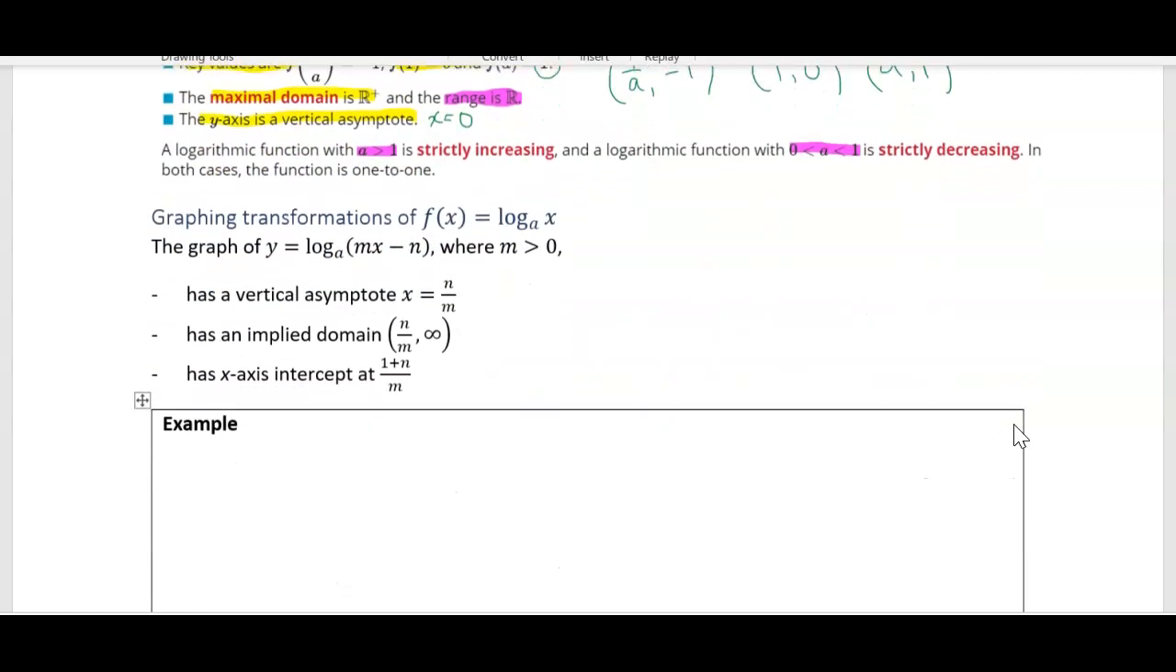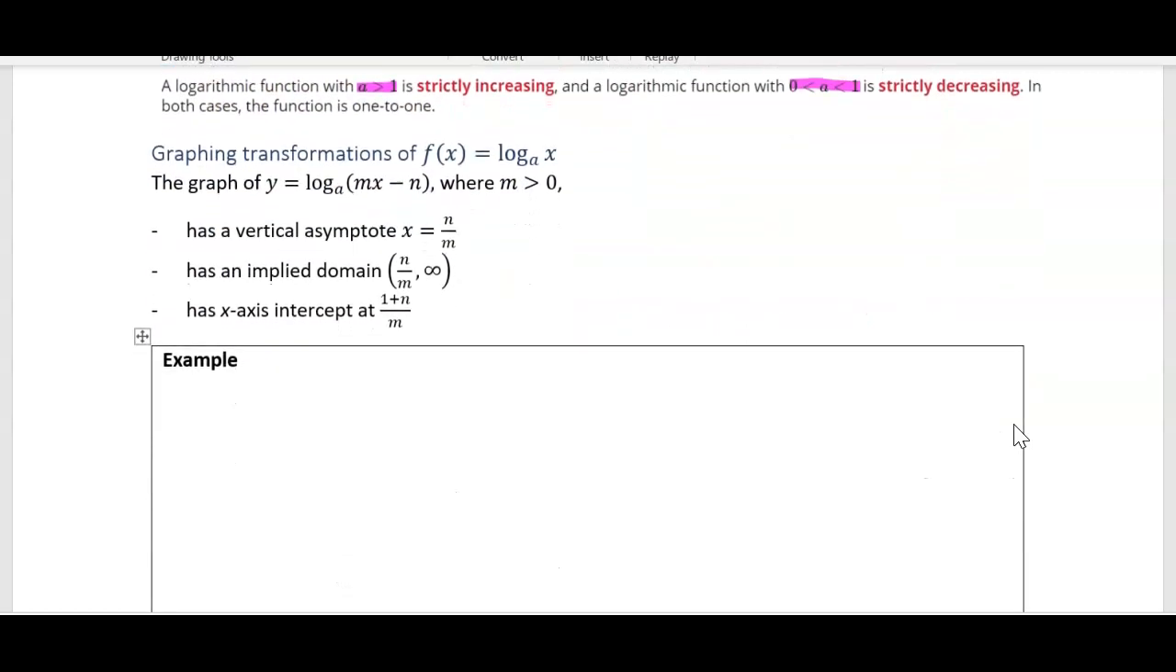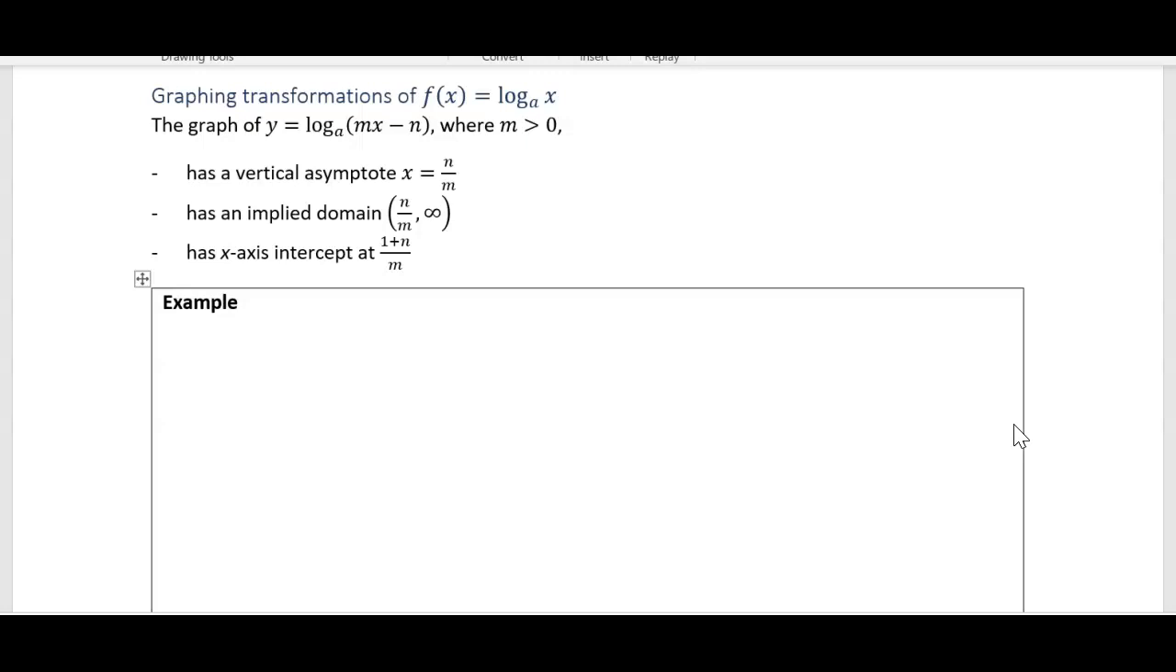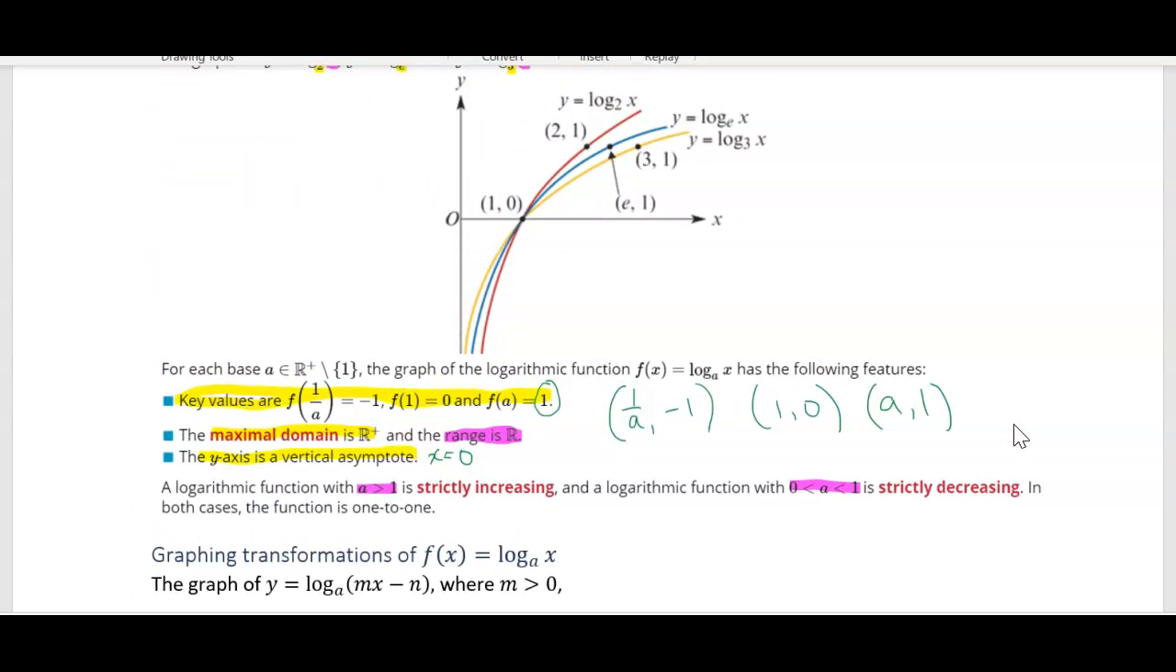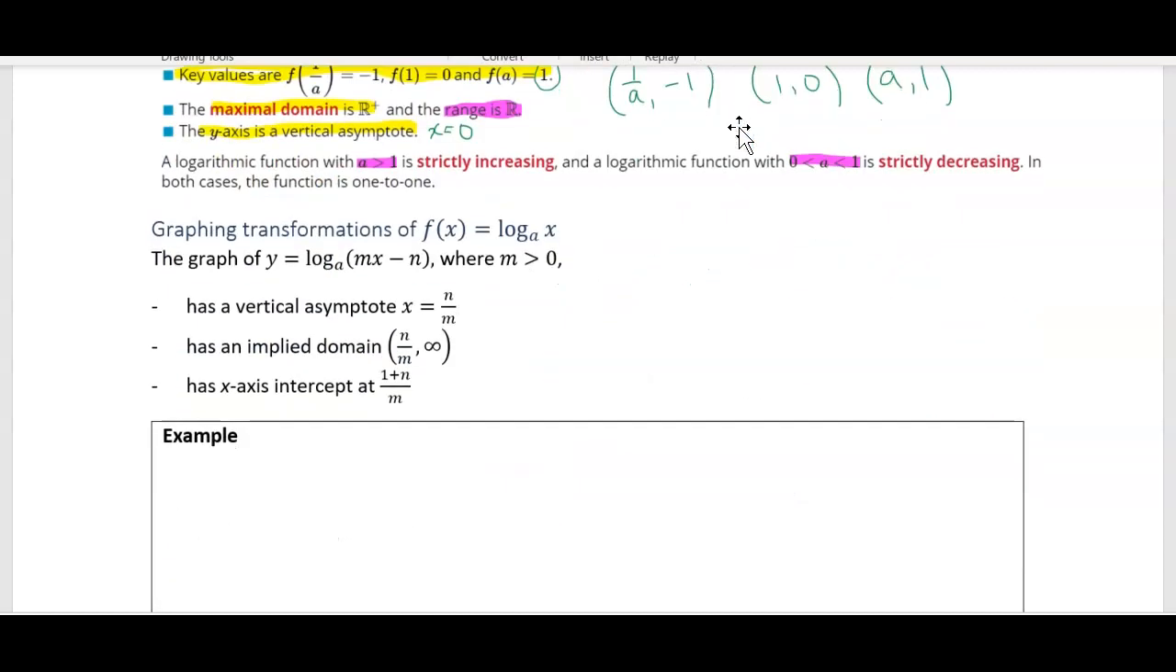All right, so graphing your log graph. With any graph, you've got to have the right shape, so just make sure it's a nice curve. Log graphs are quite easy to draw.